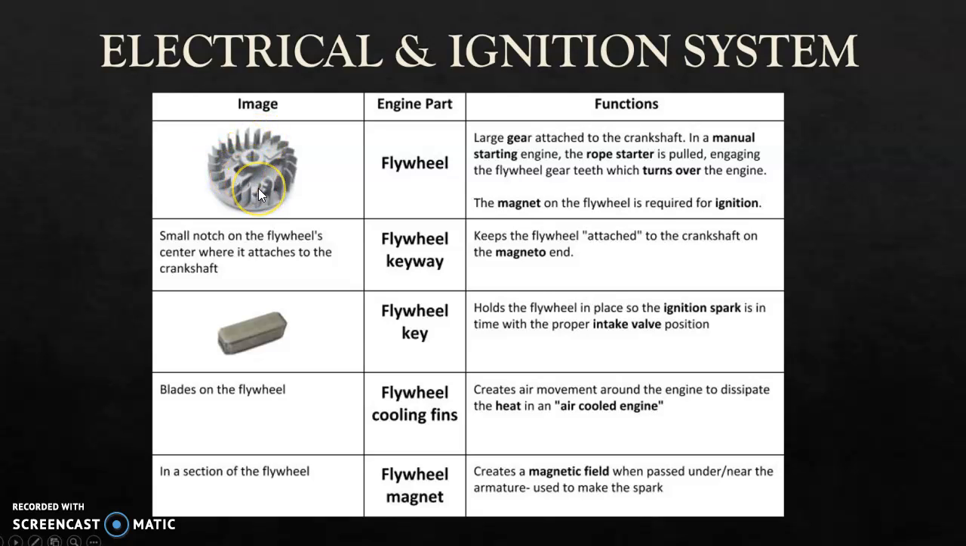There's a magnet on there, and every time it flips around and hits that armature, it creates a magnetic energy. So the magnet is required to create electrical energy for the spark plug. You have a keyway, which is right here. If you look at this flywheel here, there's this dark thing that comes down into that center hole. That's the flywheel keyway, and it will hold this key here, the next one on the list.